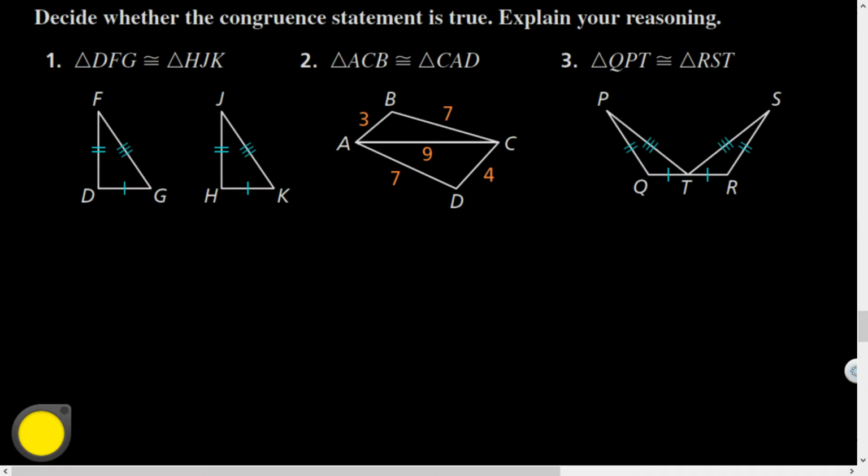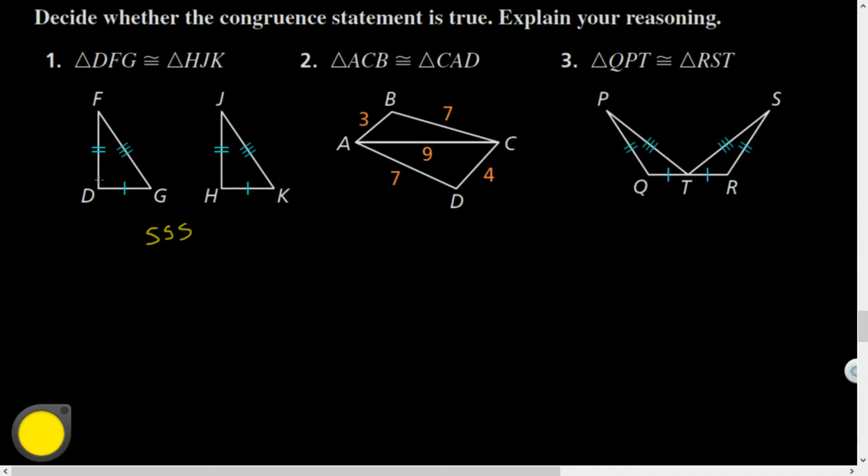Decide whether the congruence statement is true. Explain your reasoning. I see these two triangles. They've got three corresponding sides that are congruent. Those triangles are congruent by side, side, side. But did they write the names in the correct order?